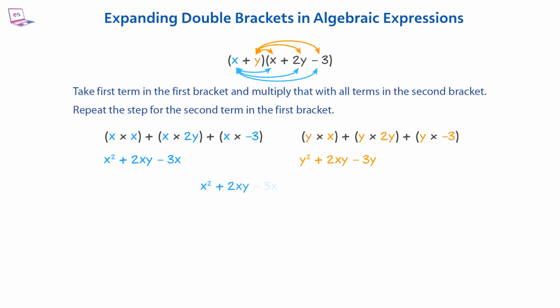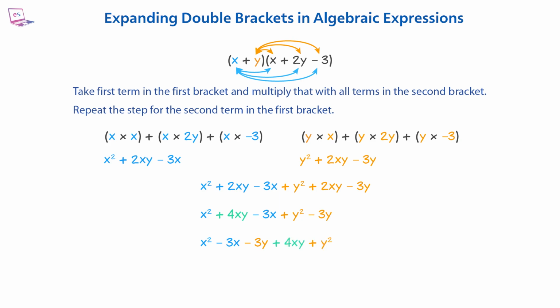Now, let's rearrange the expression by combining the like terms. By simplifying the expression, we get x squared plus 4xy minus 3x plus y squared minus 3y. By rearranging the terms according to their powers, we get x squared minus 3x minus 3y plus 4xy plus y squared.